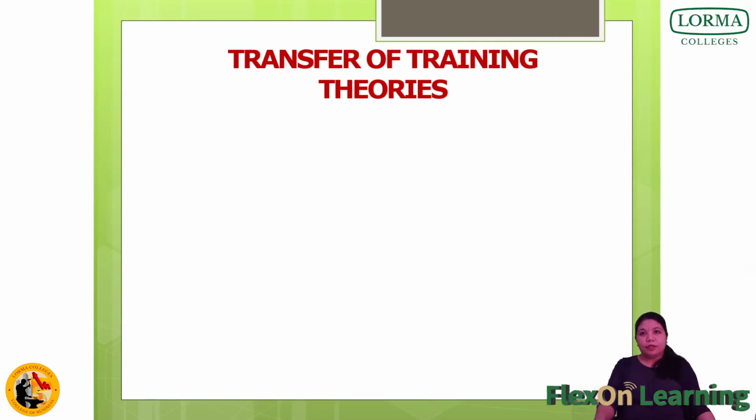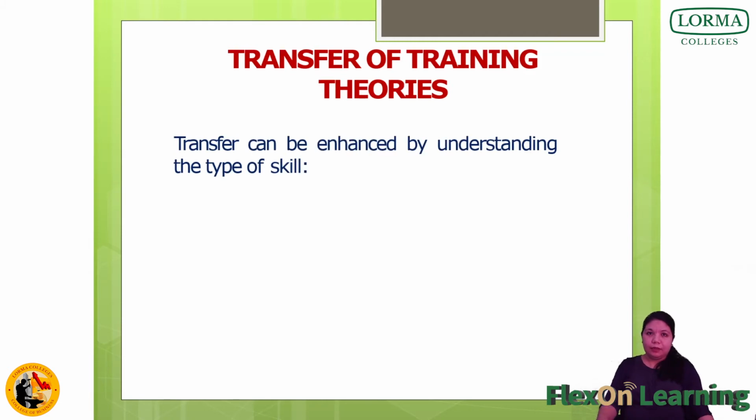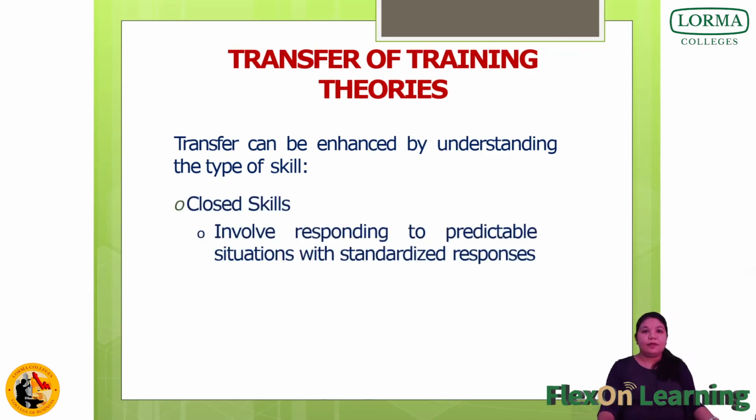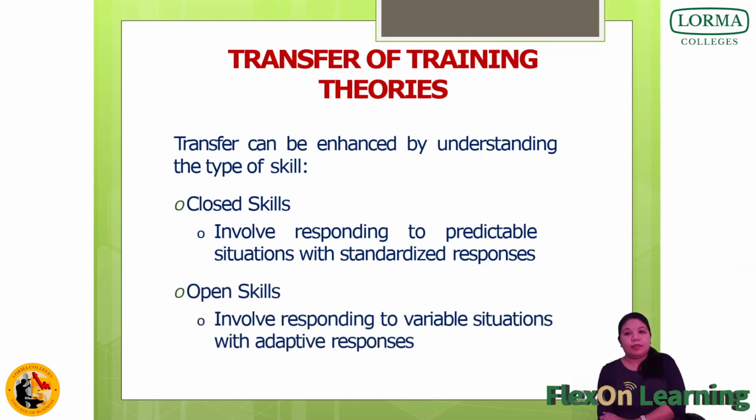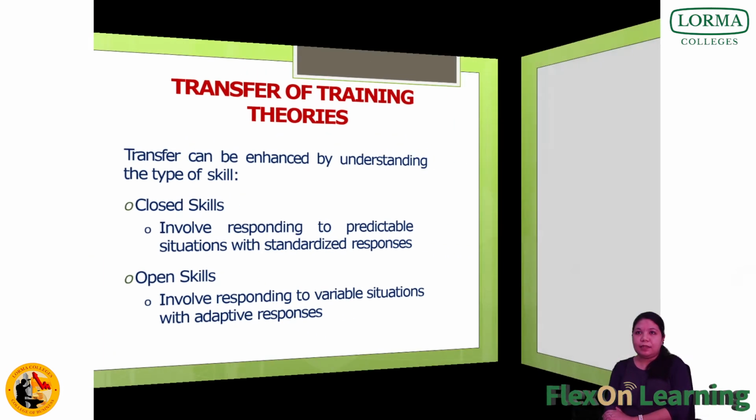After discussing the theories of learning, we need also to discuss the theories of training. But before that, transfer can be enhanced by understanding the type of skill. We have two: closed and open skills. Closed skills involve responding to predictable situations with standardized responses. Open skills involve responding to variable situations with adaptive responses.